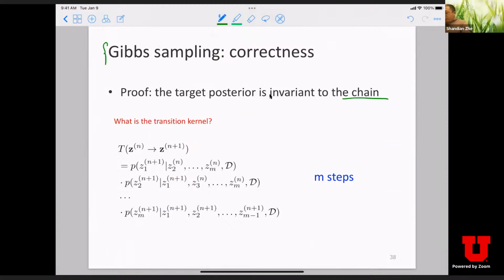First, we need to know what the transition kernel is. As the name suggests, say at step n, I got my sample Zn. The transition kernel is just the conditional probability that, conditional on Zn, you sample Zn plus 1. Suppose your Z random variable contains m elements. To get a new sample of the whole Z vector, how many steps did we conduct in the Gibbs sampling?